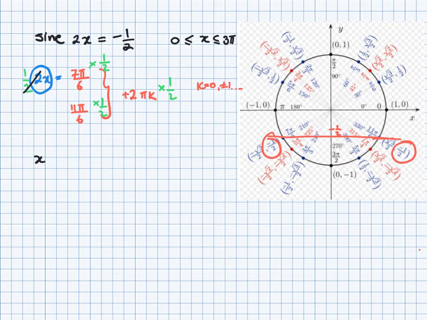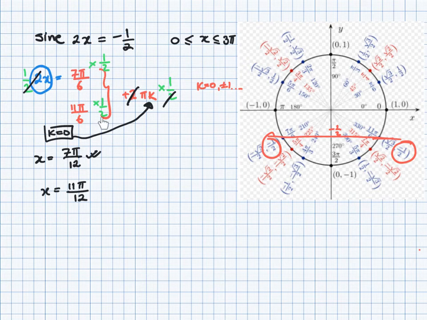It's going to give us x is equal to 7 pi over 12, and x equal to 11 pi over 12. So this one here is when k is equal to 0. So k is equal to 0, and this one is going to cancel out as well. So when k is equal to 0, when we substitute here, pi times k is 0. So therefore, we just have those two solutions, this one here and this one there.